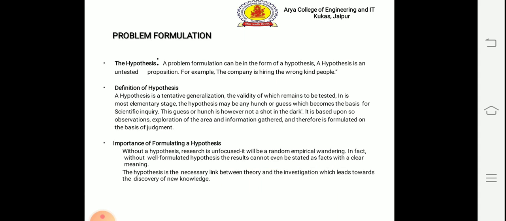Importance of formulating a hypothesis. Without a hypothesis, research is unfocused. It will be a random empirical wandering. In fact, without a well formulated hypothesis, the results cannot even be stated as fact with a clear meaning. The hypothesis is the necessary link between theory and the investigation, which leads toward the discovery of new knowledge.